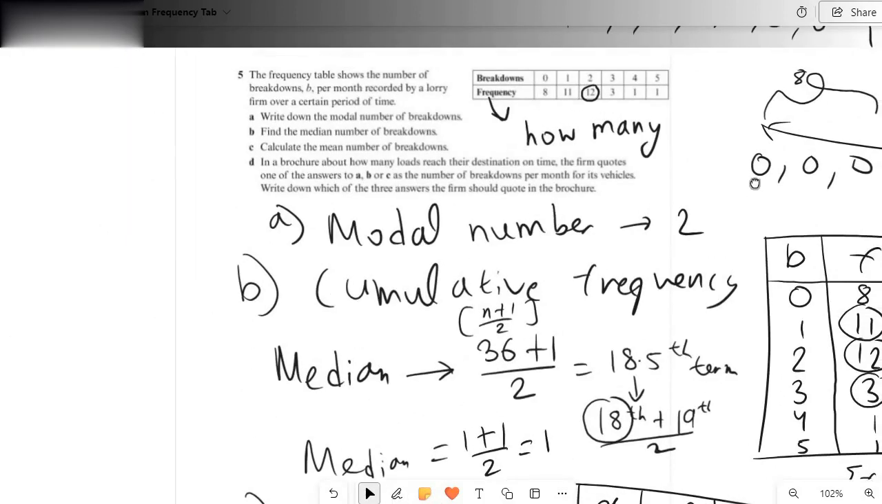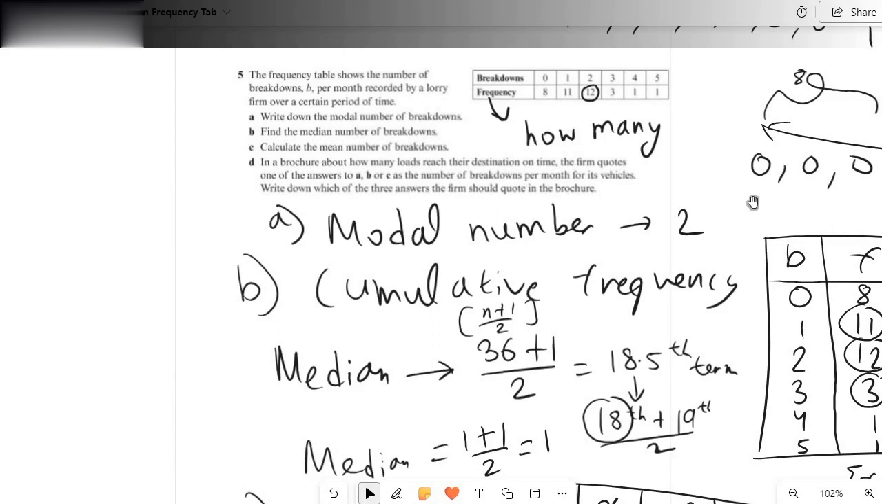Now, in part D, in a brochure about how many loads reach their destination on time, the firm quotes one of the answers to A, B, or C as the number of breakdowns per month for its vehicles. Write down which of the three answers the firm should quote in their brochure.